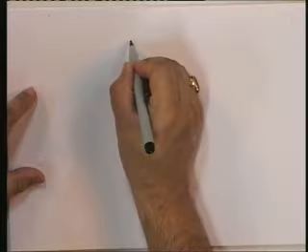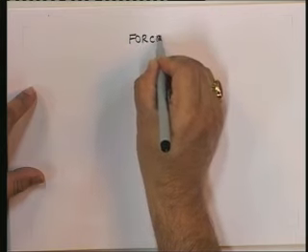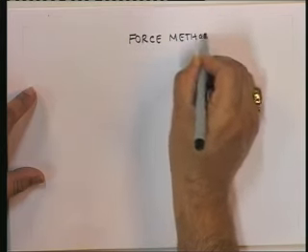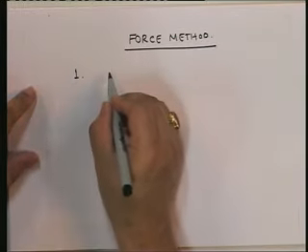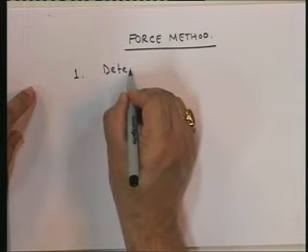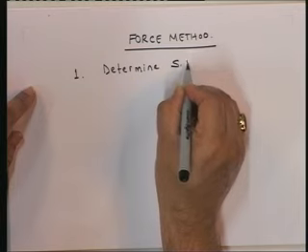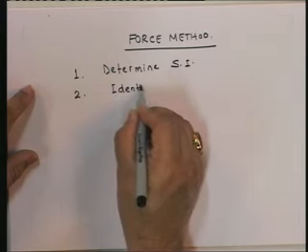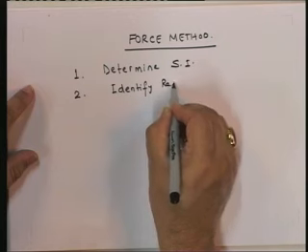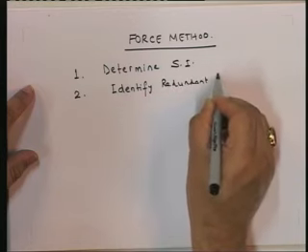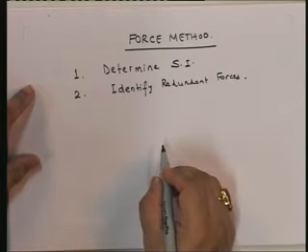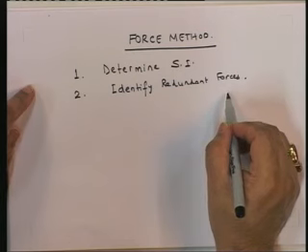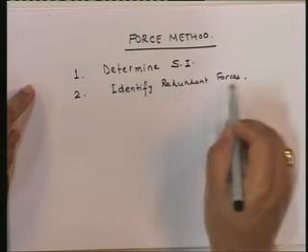Let us write that down again. What was the basic idea behind the force method? The basic idea behind the force method can be written down in the following manner. One, determine static indeterminacy. Two, identify redundant forces. Now, how many redundant forces? Well, whatever is your static indeterminacy, you need to identify that many redundant forces.